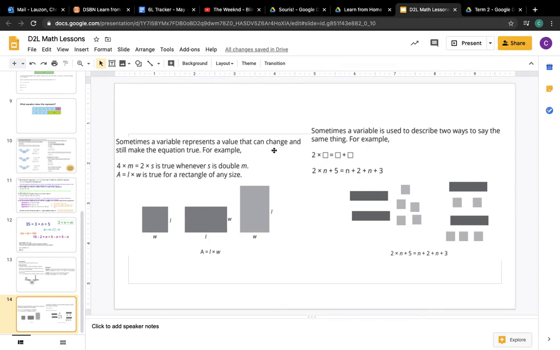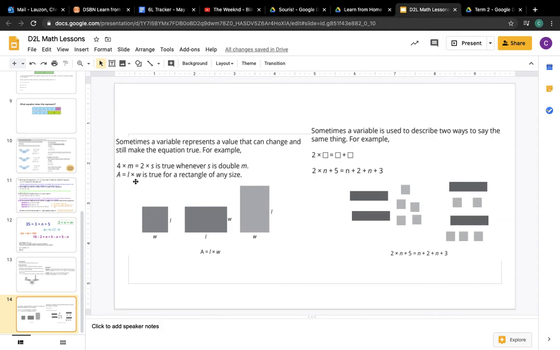Sometimes a variable represents a value that can change, but it would still make the equation true. Our formula for area is always an equation, right? Area equals length times width. So for example, if we were to see 4 times m is the same as 2 times s, many numbers could work, but it would have to be that the variable s is always double the value of m.